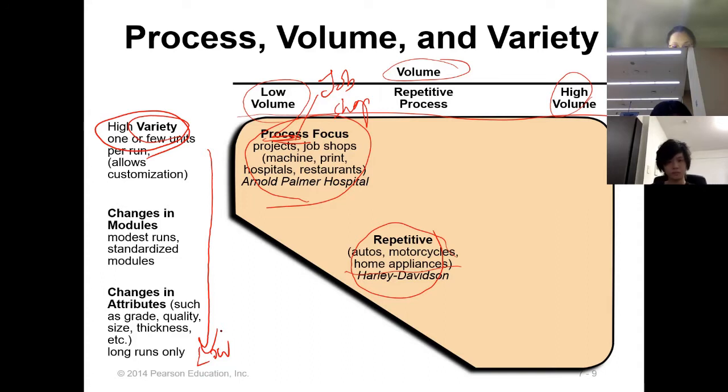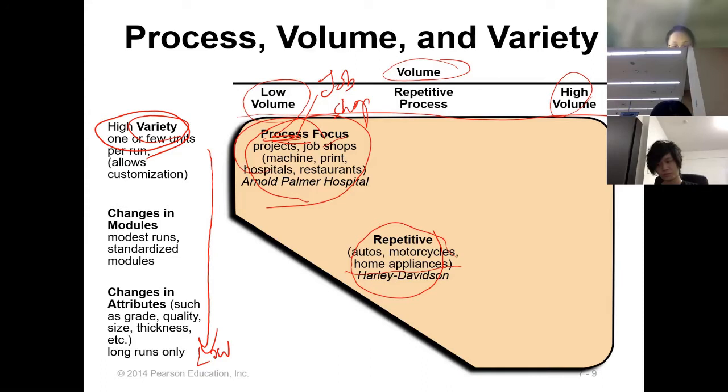Okay. So high variety, one or few units per run, high variety. For example, if you go to a machine shop, or you go to a tailor making dresses, a tailor shop, the shop will make your shirt based on your sizes. That is process focus. Okay, printing shops and hospitals, those are process focus.